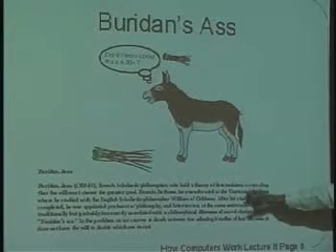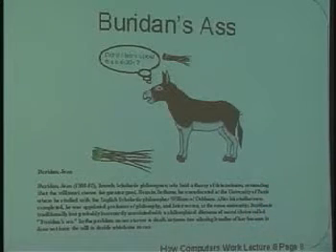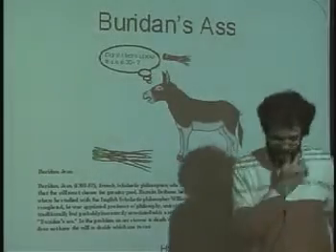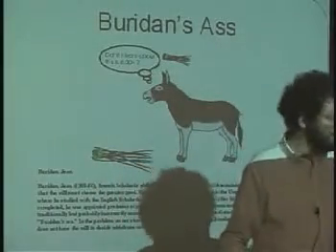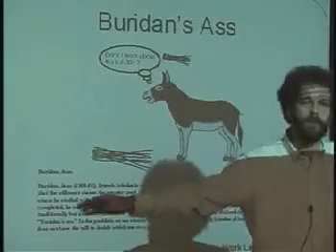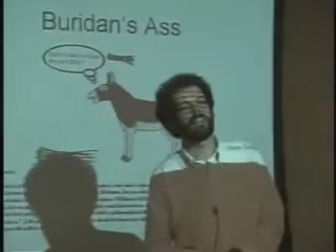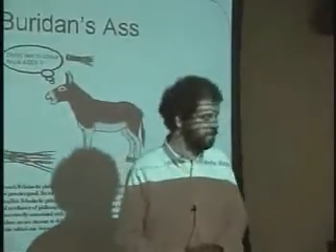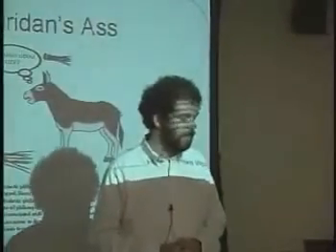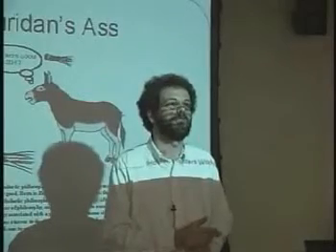And I won't go ahead and read all this stuff, but the story is that you've got this donkey, I'll call it, and he's sitting here, and you put two bales of hay, one on one side and one on the other, that are equidistant from the donkey. How does the donkey decide which one to go to?